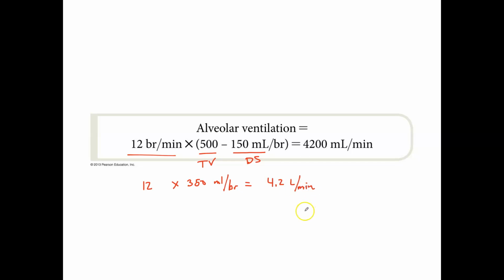which is quite a bit less than the 6 liters per minute we got with the total pulmonary ventilation or minute volume, because that calculation did not account for the dead space. So 4.2 liters per minute is a more accurate representation of breathing efficiency, because we're actually looking at alveolar ventilation and how much air gets into the alveoli for gas exchange.